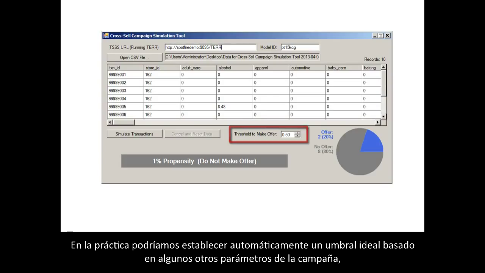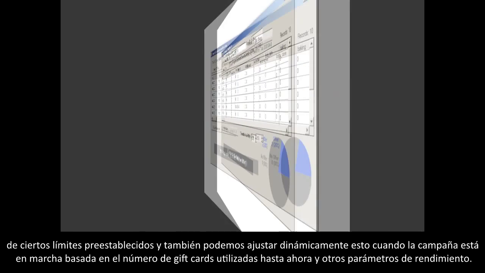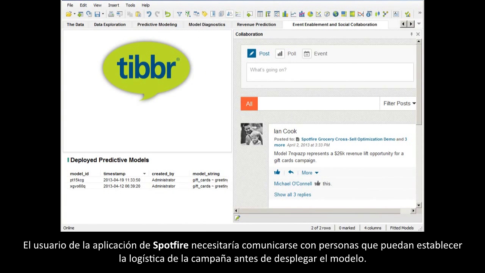In practice, we could automatically set up an ideal threshold based on some of the parameters of the campaign, some pre-specified limits, and we could also dynamically adjust this as the campaign is running based on how many redemptions there have been so far and other performance parameters. The user of the Spotfire application would need to communicate with people who can set up the logistics of a cross-sell campaign before deploying the model.